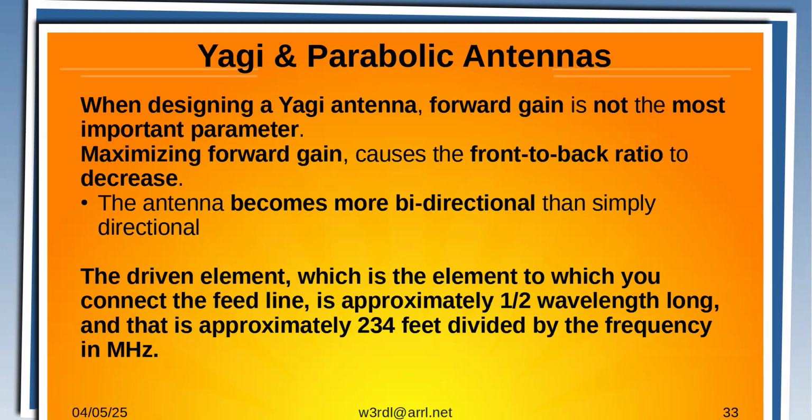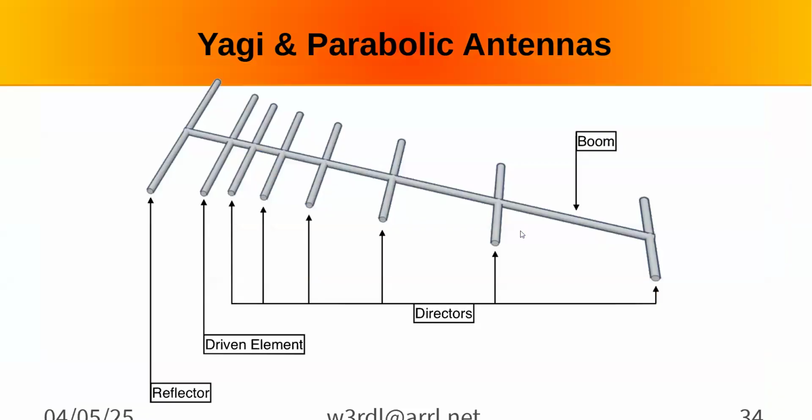So you do the length of the driven element like you do for a half wave dipole, and you use 234 divided by the frequency to get the length of it. It's actually 234 divided by the frequency and you get feet. This is just showing a typical configuration.